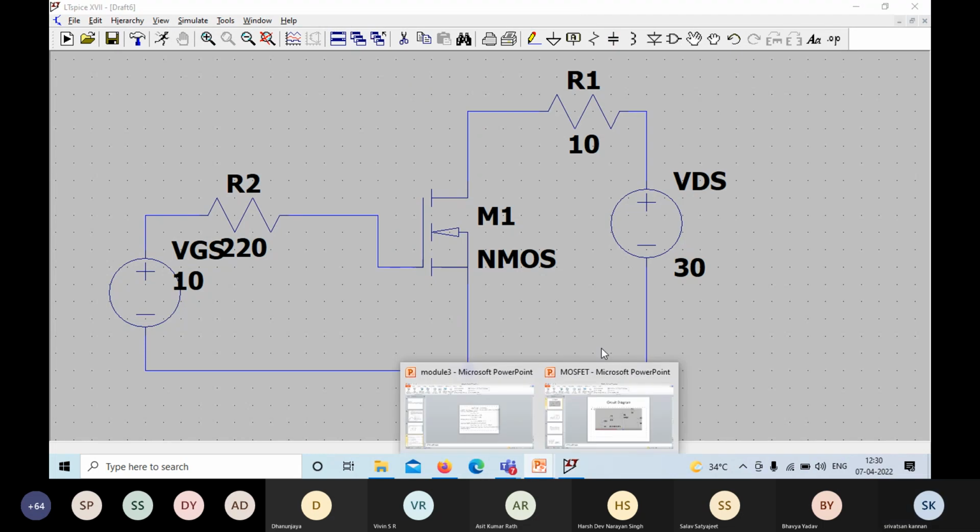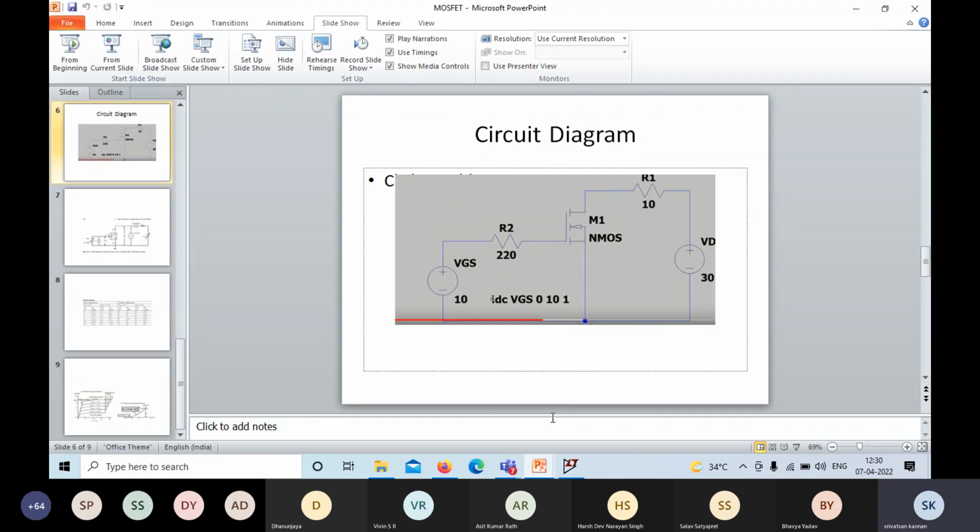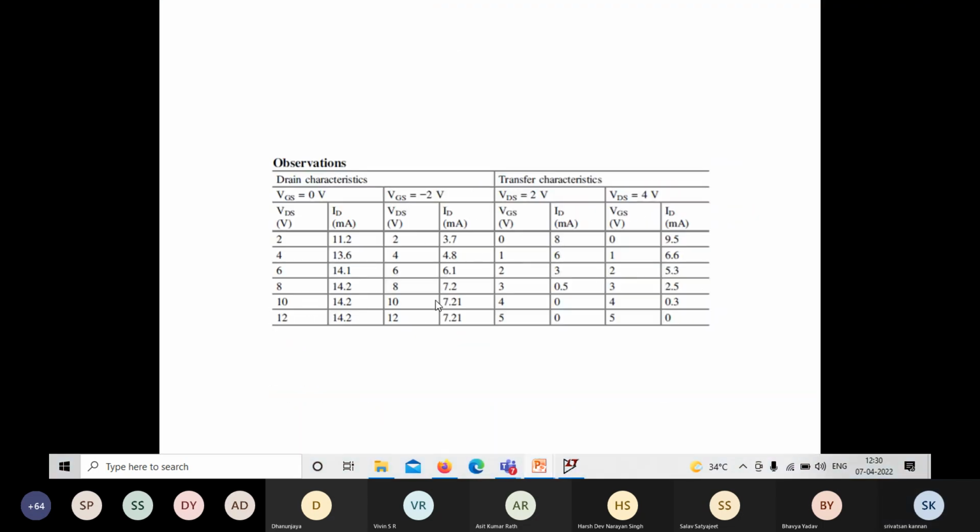So you have to take readings of drain characteristics and transfer characteristics. So you keep the VGS constant. For this case, which is the first source? Which analysis do we have to do to obtain these characteristics?